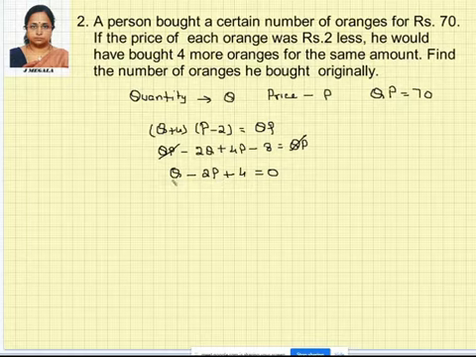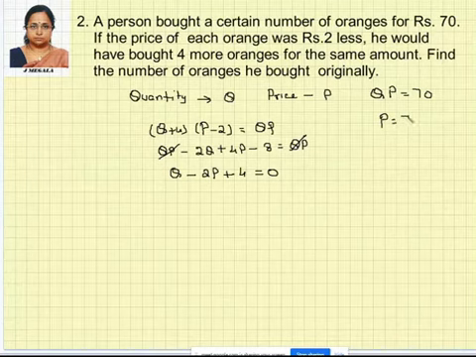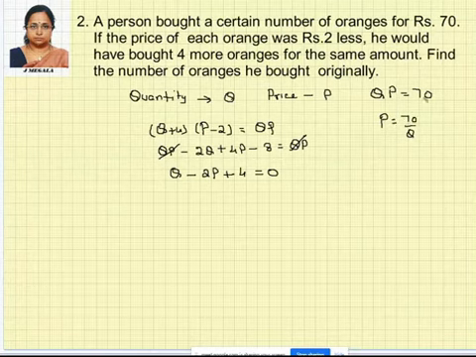And now that you have Q and P, we need to replace one of them in terms of the other, because for a quadratic equation, we need to have only x or y. We can't have both together. So they have asked for the number of oranges, so we need Q. So we have to eliminate P. What you can do is eliminate the P value by substituting P as 70 by Q from this equation.